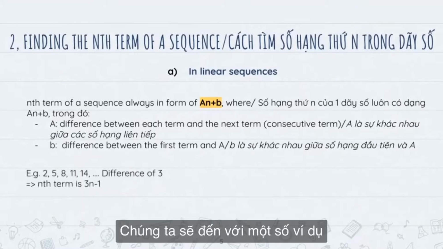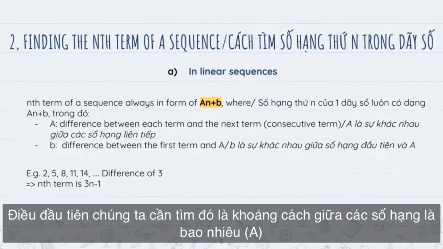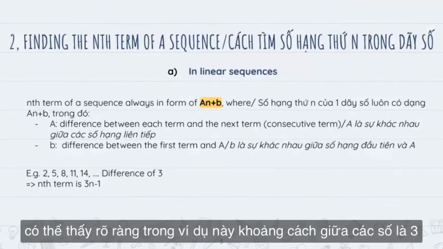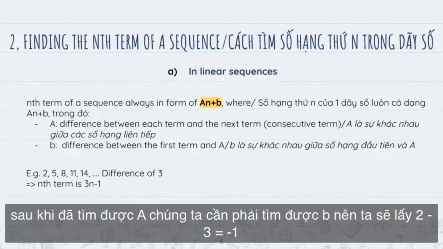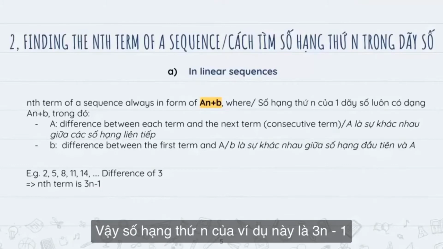Now, for example, I have a number sequence here. It is 2, 5, 8, 11, 14. First, you need to find a, which is the difference between the consecutive terms here. We see that they all have a difference of 3. So a equals 3. Then you need to find b, which is the difference between the first term and a. So you take the first term, which is 2, minus 3, which is the difference we just found. So we have minus 1. So the nth term is 3n minus 1.